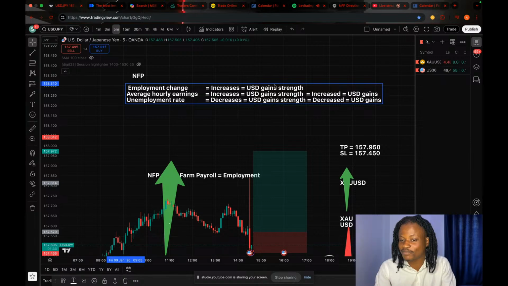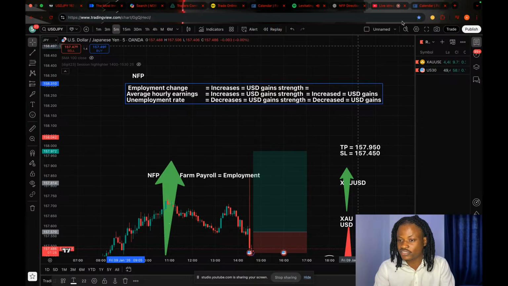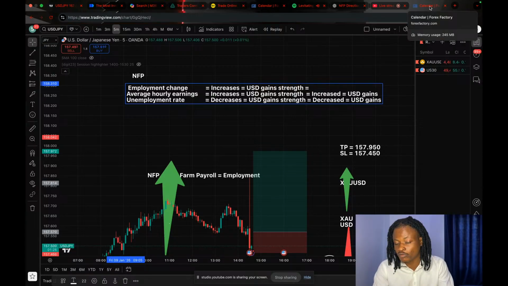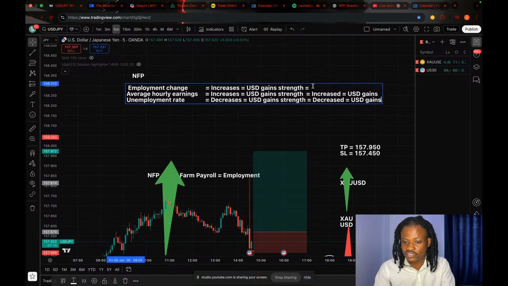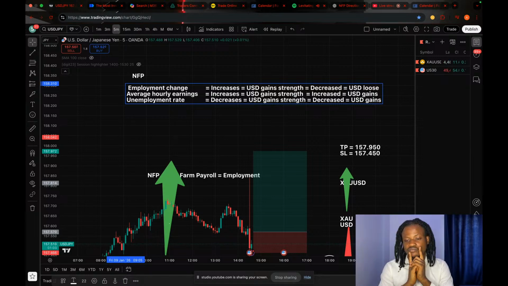But the one I didn't predict correctly was employment change. I predicted it was going to increase, which means more people got jobs, but it actually reduced. From 56,000, it reduced to 50,000. You understand? So this one actually decreased, so USD was meant to lose. Did you get that? So that's why we had that mix.